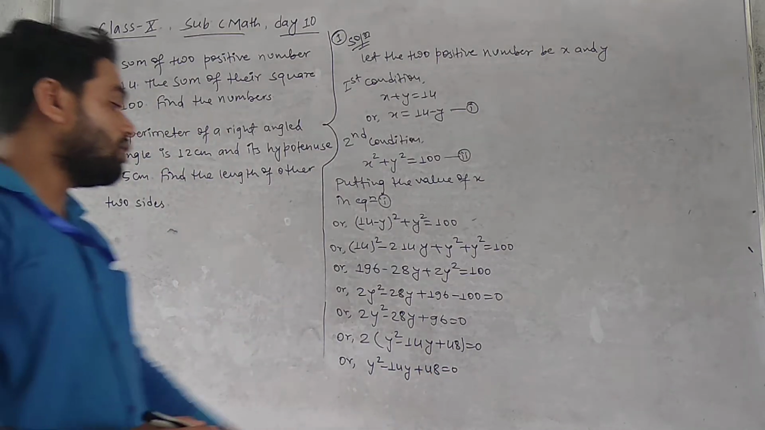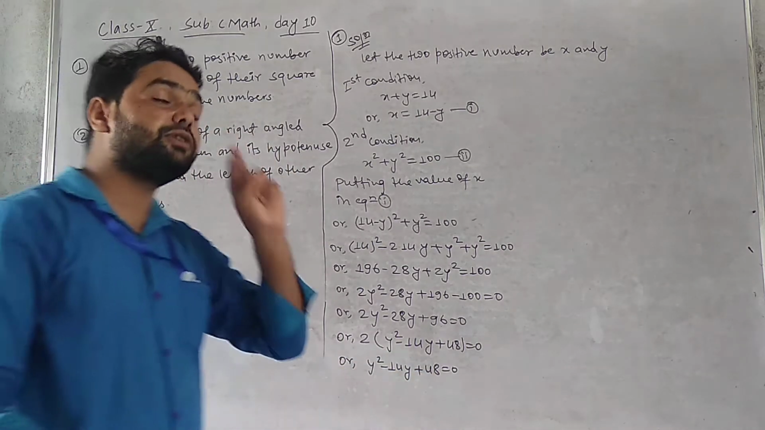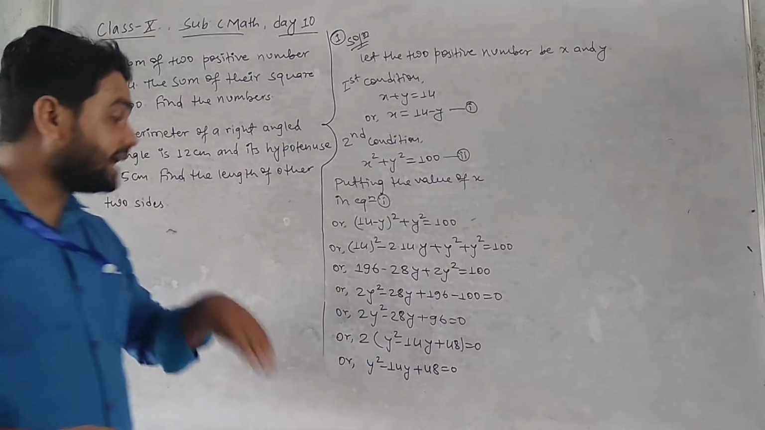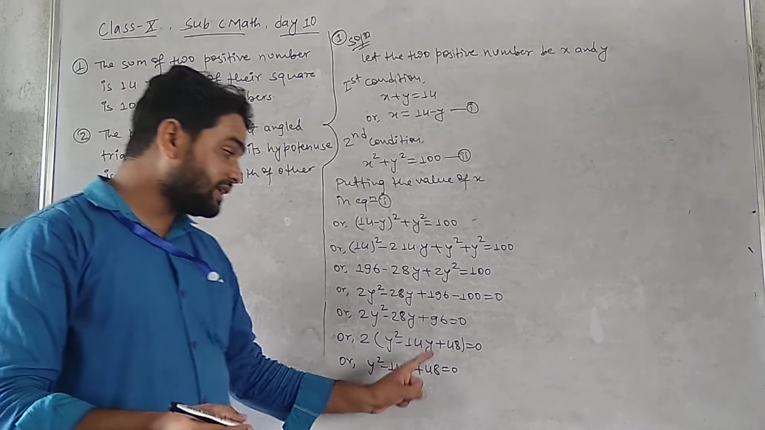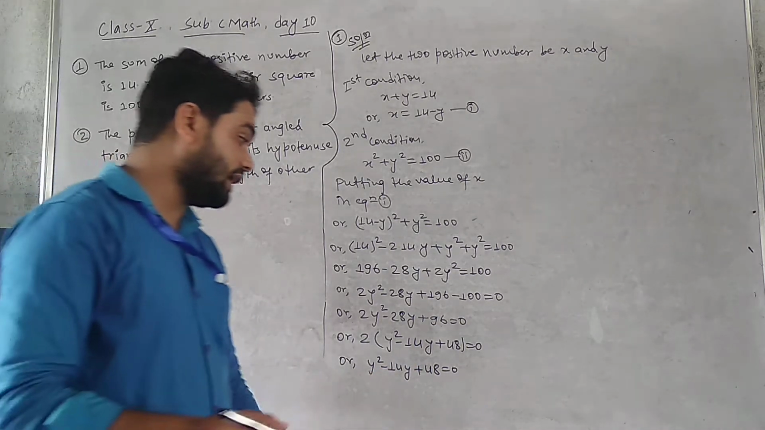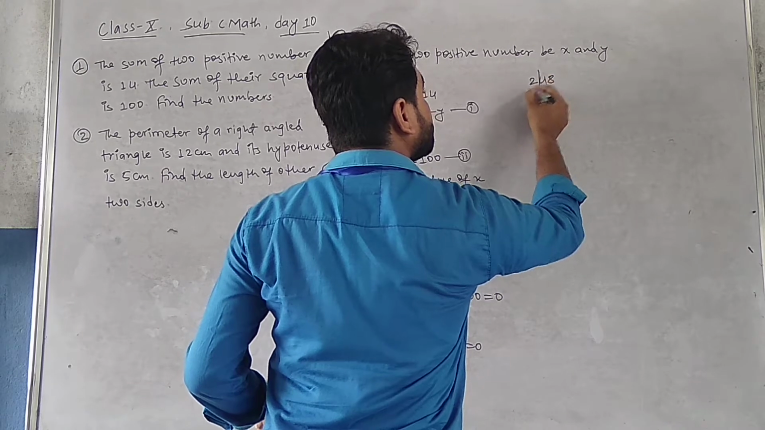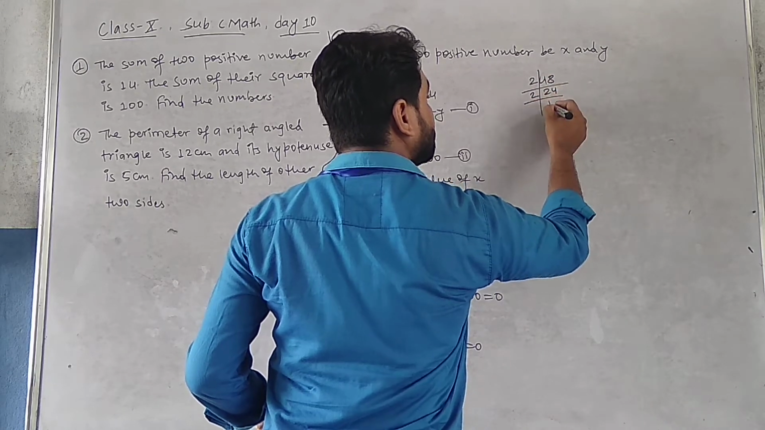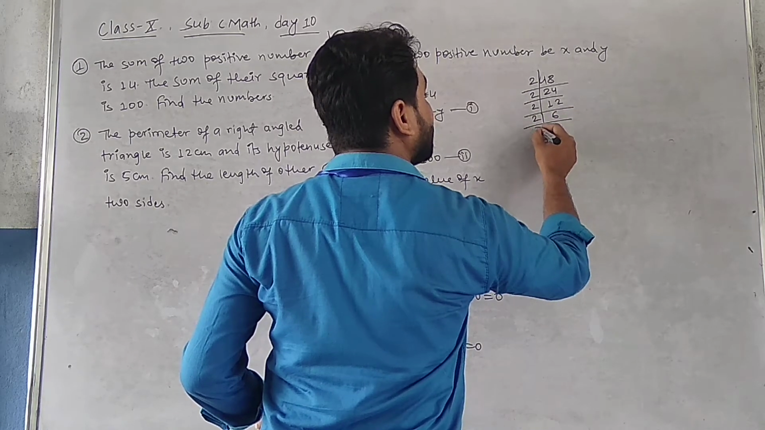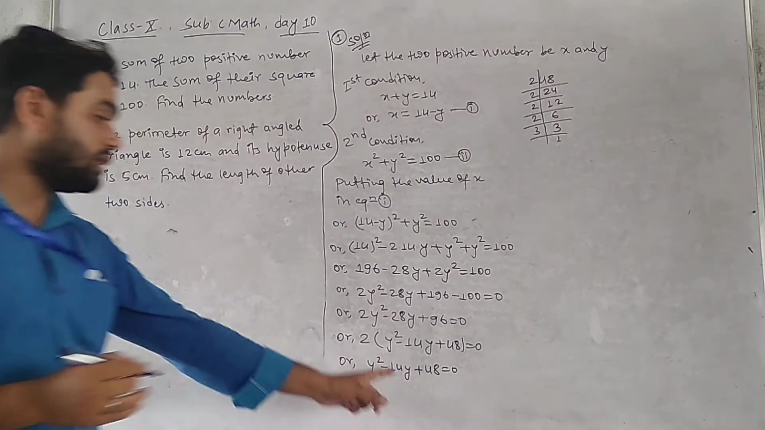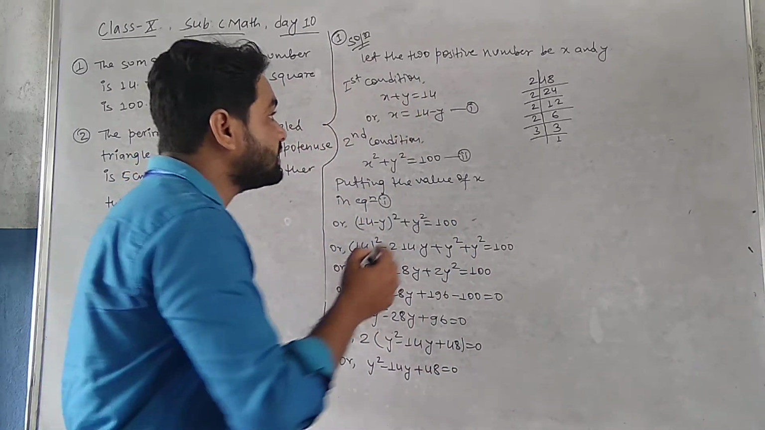Now we are going to solve by the factorization method. From 48 we are going to find two numbers such that while multiplying we get 48 and while adding we get 14. So what are the two numbers? Let's factorize 48: with 2 we get 24, again with 2 we get 12, again with 2 we get 6, again with 2 we get 3, and then 3 ones are 3. And we are going to make two numbers that while adding we get 14. Look at this.